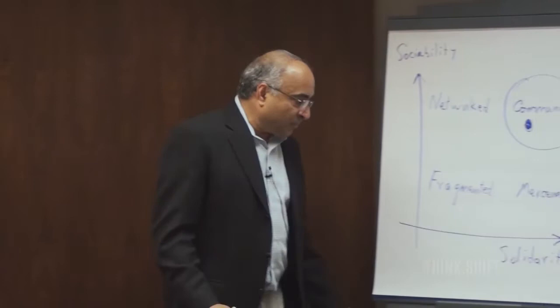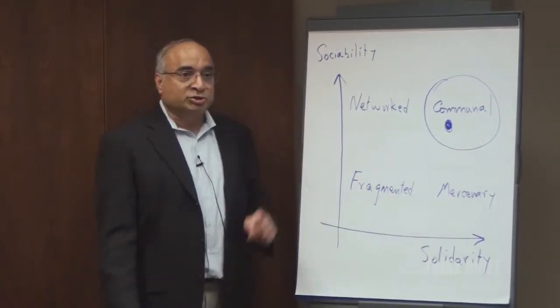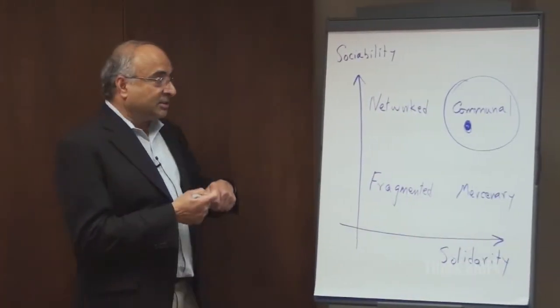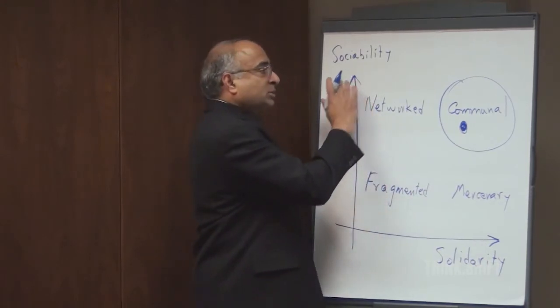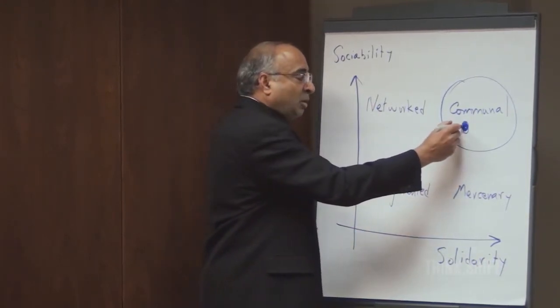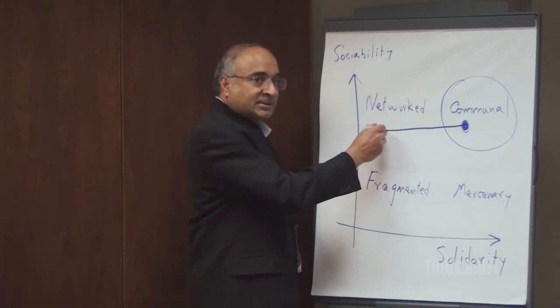when things start going south, do you know what slips first? Solidarity slips before sociability. Why is that? Sociability has a high stickiness factor. Sociability doesn't reduce very quickly. Solidarity, every year you got to produce, every quarter you got to produce. And so when you start slowing down for some reason, you start going down in solidarity, but sociability stays right up there. So the organization moves like this.